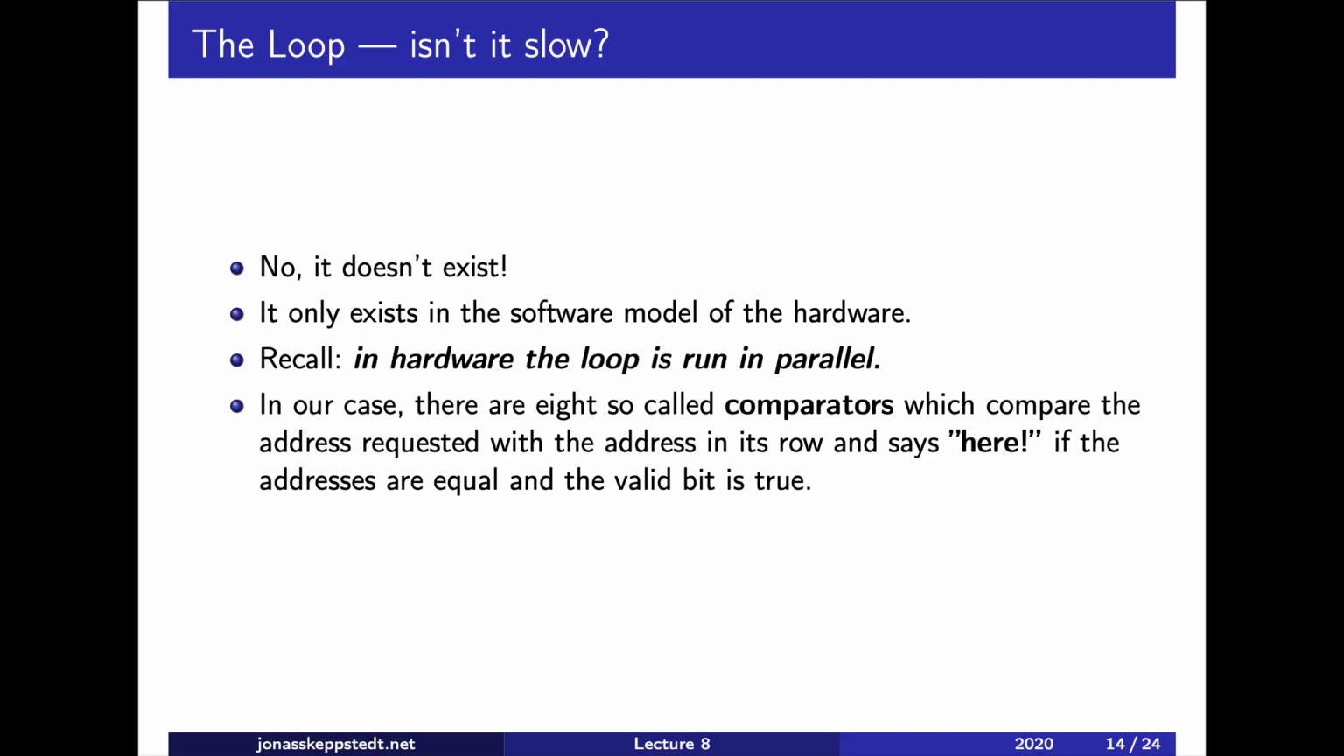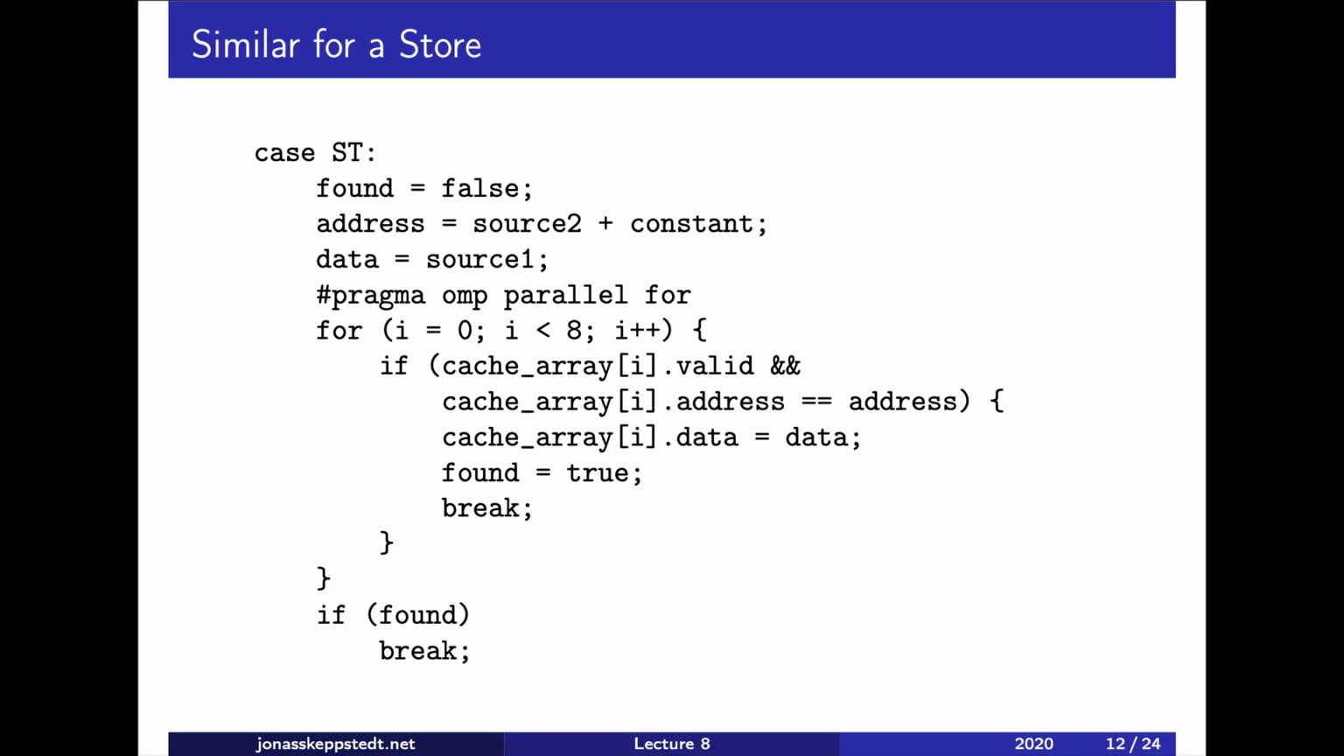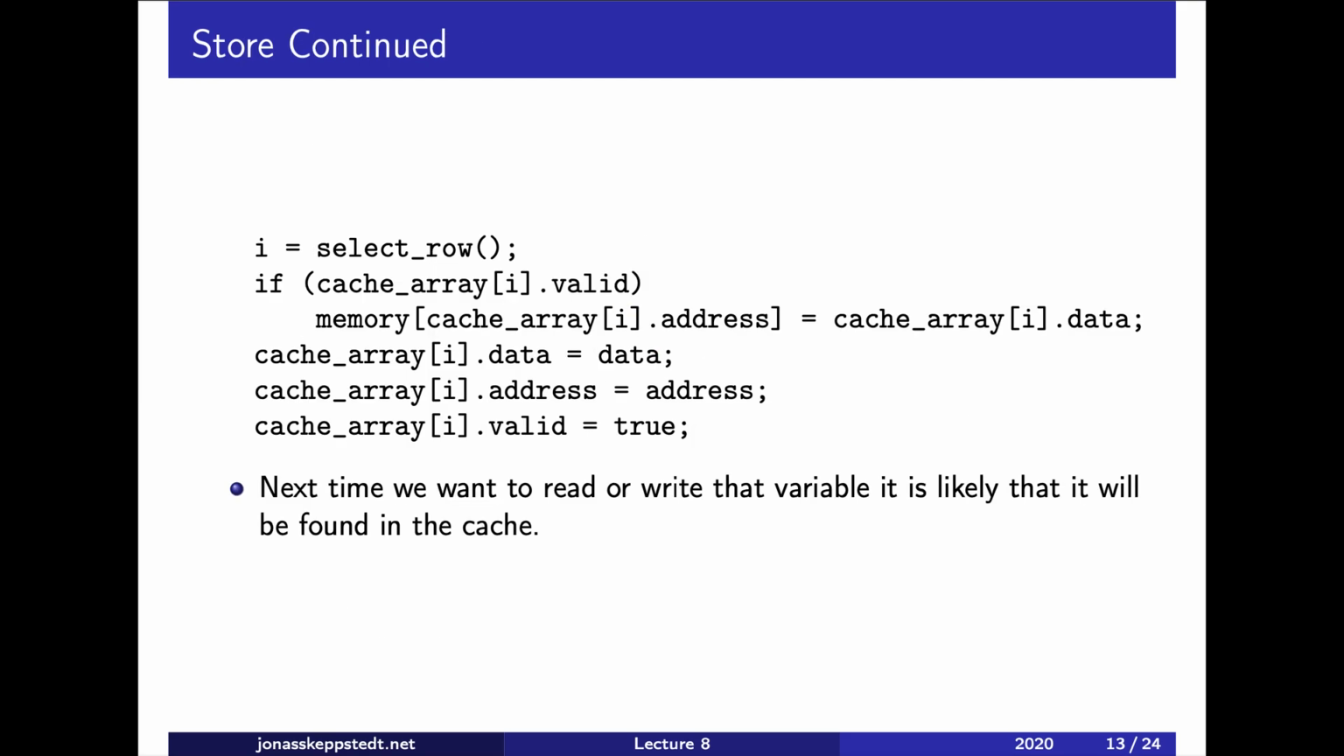So again, this loop, isn't it slow? No, it's not, because it doesn't exist in the hardware. When we build hardware, we will duplicate this and have one address comparator for each iteration.